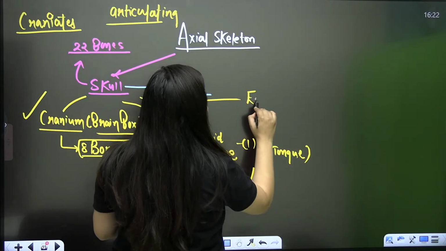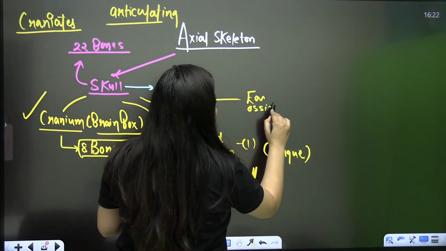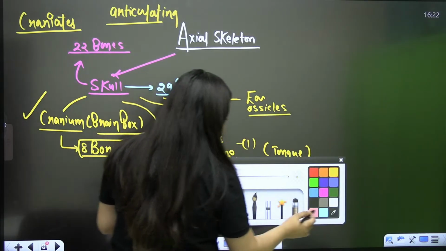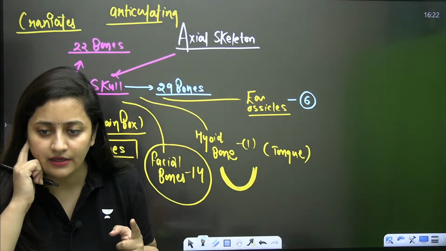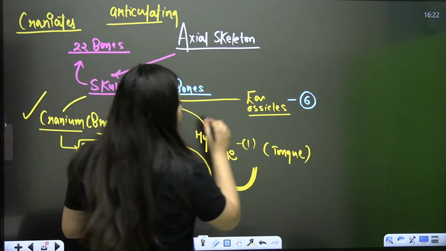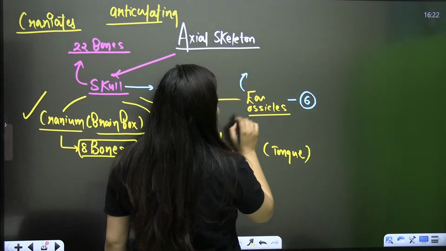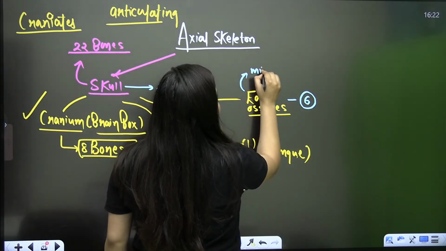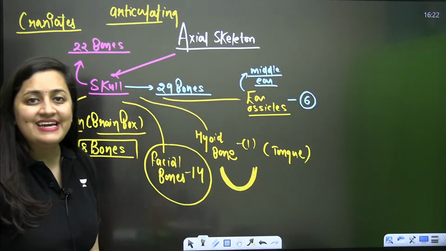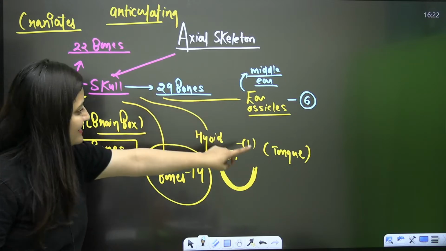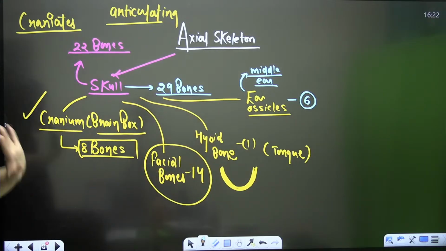Then comes the ear ossicles, which are total 6 in number. 3 here, 3 here. They are present in the cavity of the middle ear. Done? Ear ossicles, so 6 plus 1, 7. You can add.